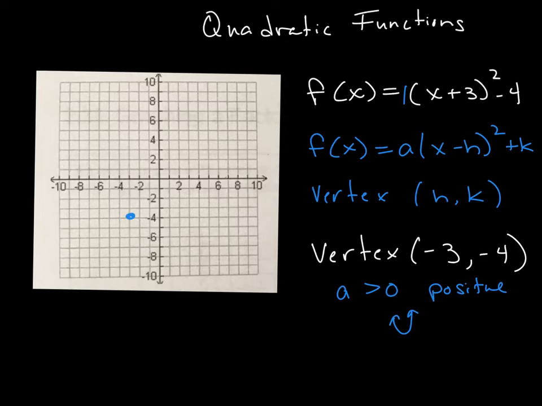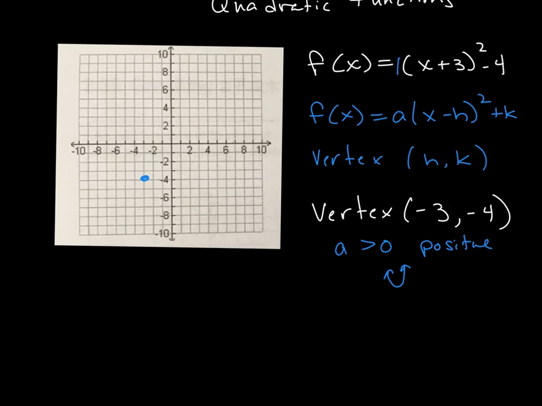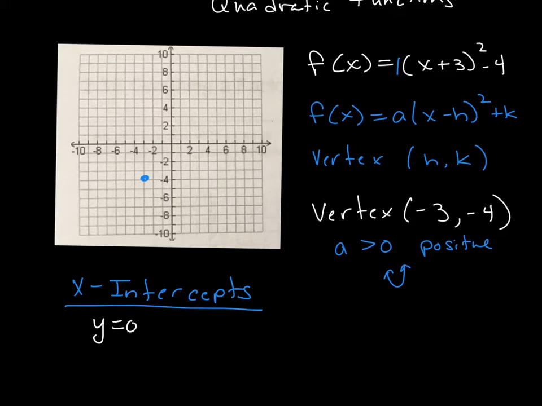Now, I will always ask you a couple more questions about these kinds of parabolas. I want to know what the x-intercepts are and the y-intercepts. To find the x-intercepts, what you always do in this kind of question is just let y equal 0. What this means in this case is I have to solve this function: (x plus 3) squared minus 4 is equal to 0.